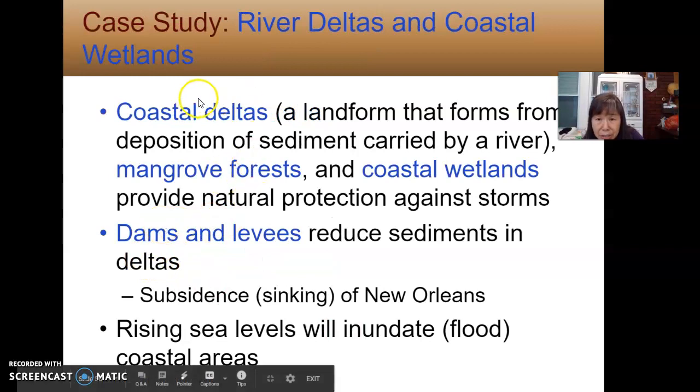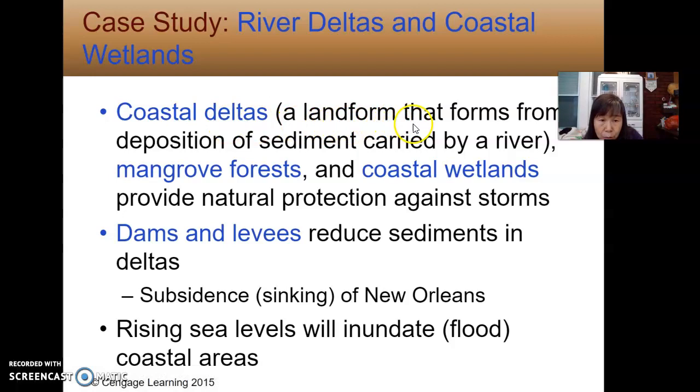Remember, we mentioned the coastal delta. Those are small landforms that form from deep deposition of sediment carried by a river. And then you also can have mangroves and coastal wetlands. They all provide natural protection against storms because they act like a barrier.